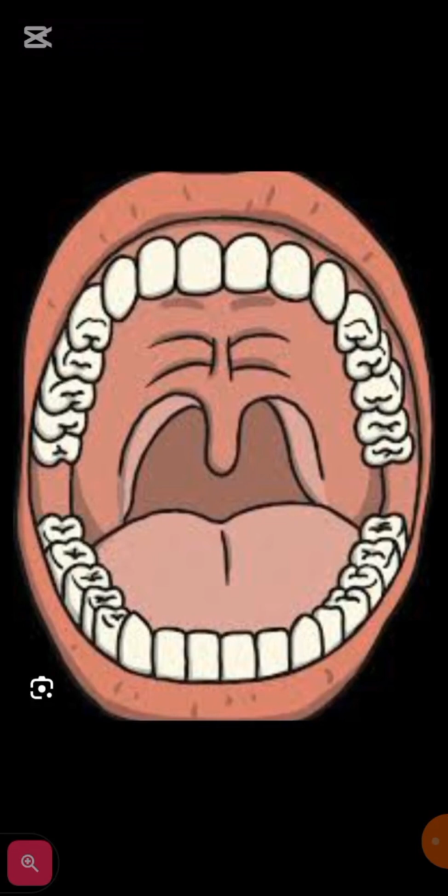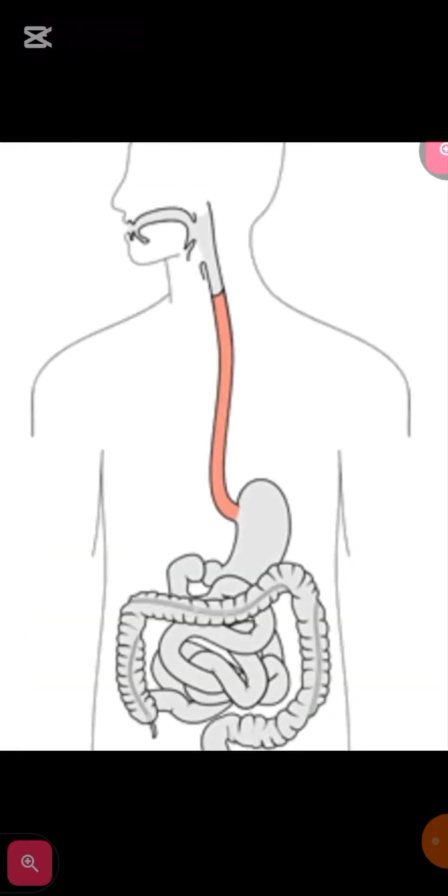The digestion starts from the mouth or oral cavity. Here the teeth and tongue are present, which help in the physical or mechanical digestion of food. The food is converted into smaller particles by the grinding and chewing action of the teeth. The tongue helps to roll and mix the food with the saliva. Here the salivary glands are present, which produce saliva containing an enzyme which helps in the digestion of carbohydrates. So both types of digestion take place in the mouth: physical digestion by teeth and tongue, and chemical digestion with the help of saliva.